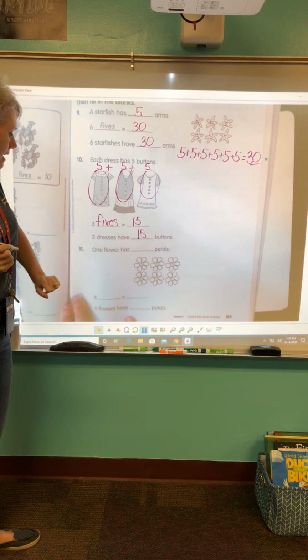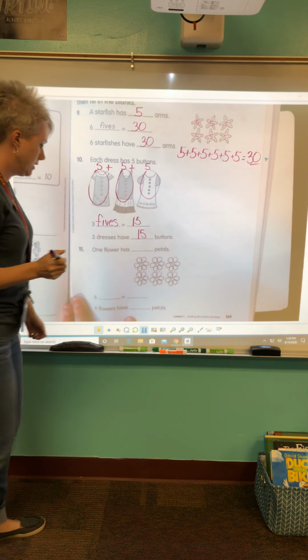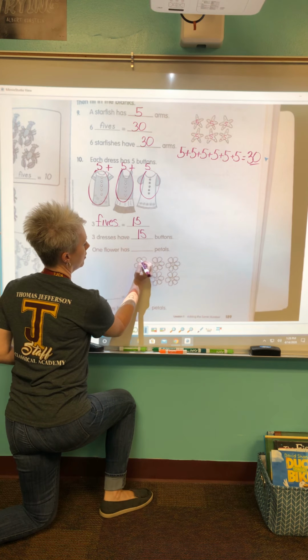All right, this last one. 1 flower has blank petals. All right, so how many petals does 1 flower have? Let's count these up. 1, 2, 3, 4, 5, 6.